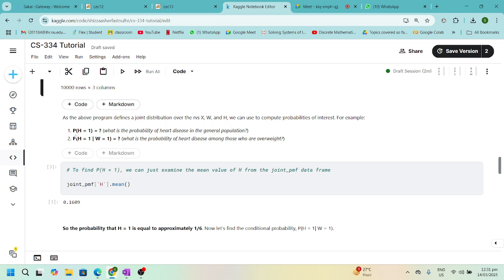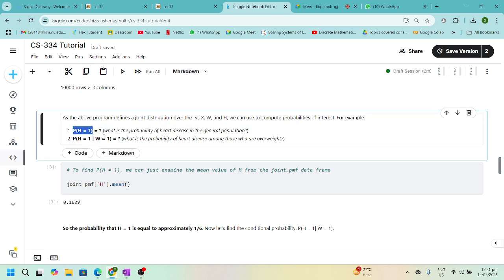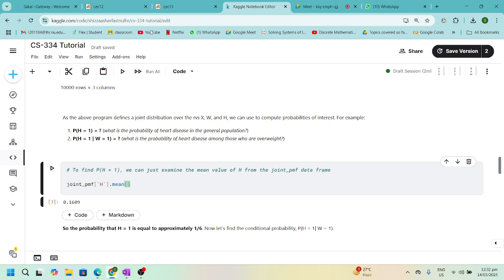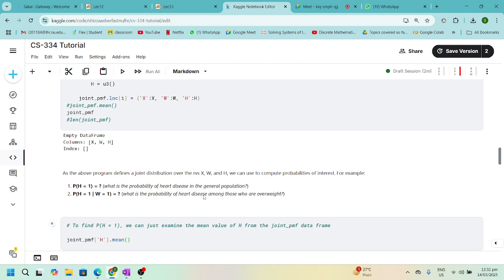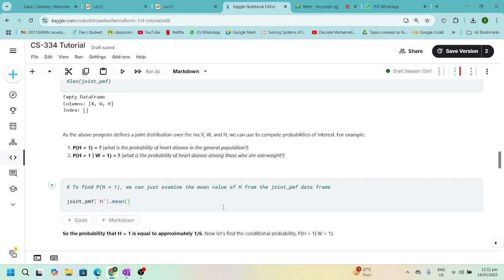All right, anyway, so first of all, you want to calculate the probability of H being equal to 1. And we know that H denotes whether a person has heart disease or not. So for the general population, we want to determine the probability of heart disease. All right, so let's see. If you directly compute this, you get, hold on, just let me quickly rerun this again because I think something went wrong when I ran it halfway.